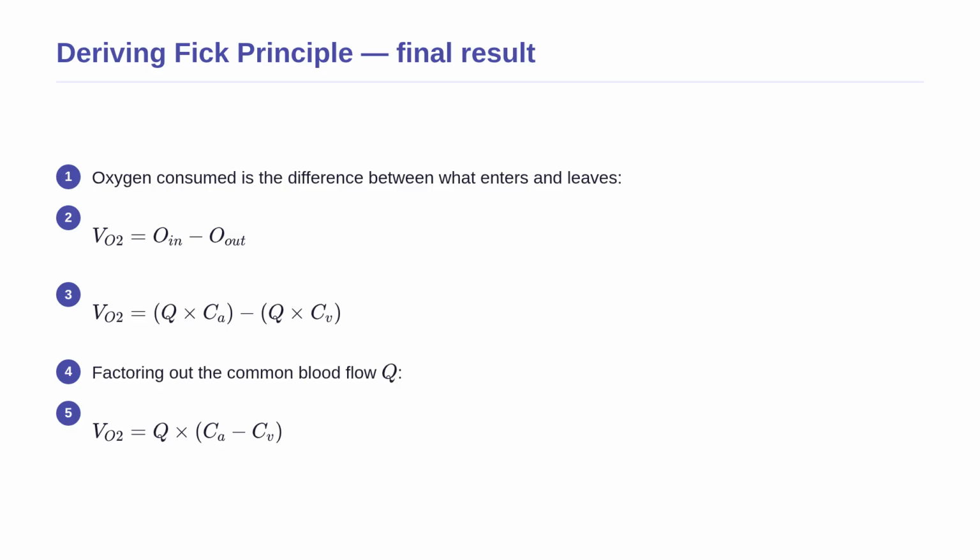The oxygen actually used by the body must be the difference between the oxygen that entered the tissues and the oxygen that left. Mathematically, we write this as VO2 equals Q times Ca minus Q times Cv. Because the blood flow Q is the same in both terms, we can factor it out algebraically. This leaves us with our final result. VO2 equals Q multiplied by the difference between Ca and Cv. This simple conservation of mass is the foundation of cardiovascular physiology.